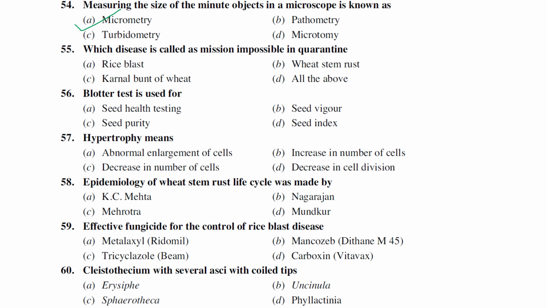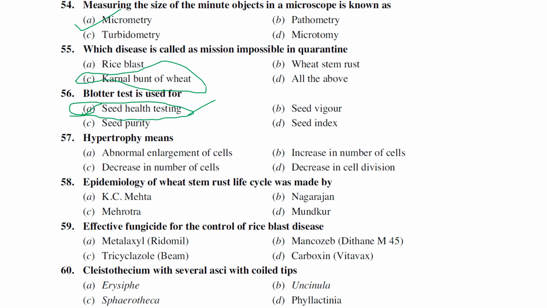Which disease is called Mission Impossible in quarantine? Rice blast, kernel bunt of wheat, stem rust, all the above. I think kernel bunt of wheat is generally known as the Mission Impossible disease in quarantine, because it is very difficult to control. That's why it is known as Mission Impossible disease. Blotter test is used for seed health testing, seed vigor, seed purity, seed index. Generally we know the blotter test is recommended for testing of seed health. So the answer is A.